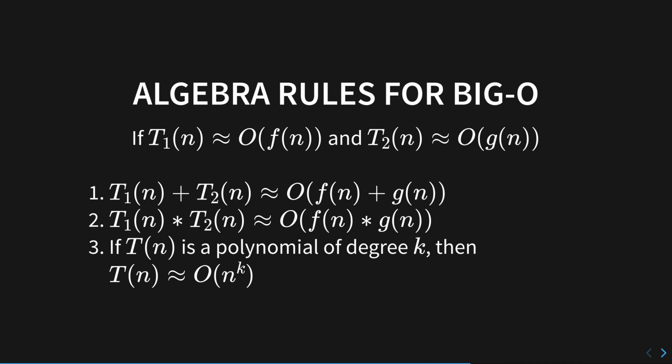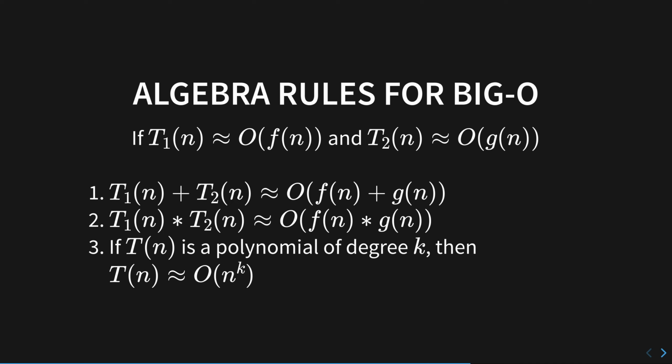We can do the same thing on multiplication. If you're taking the time of two different ones and multiplying them together, then the big O of their category functions, you just multiply those together as well. Why would we do this? This will help us break down individual lines of code, as we'll see in a moment.